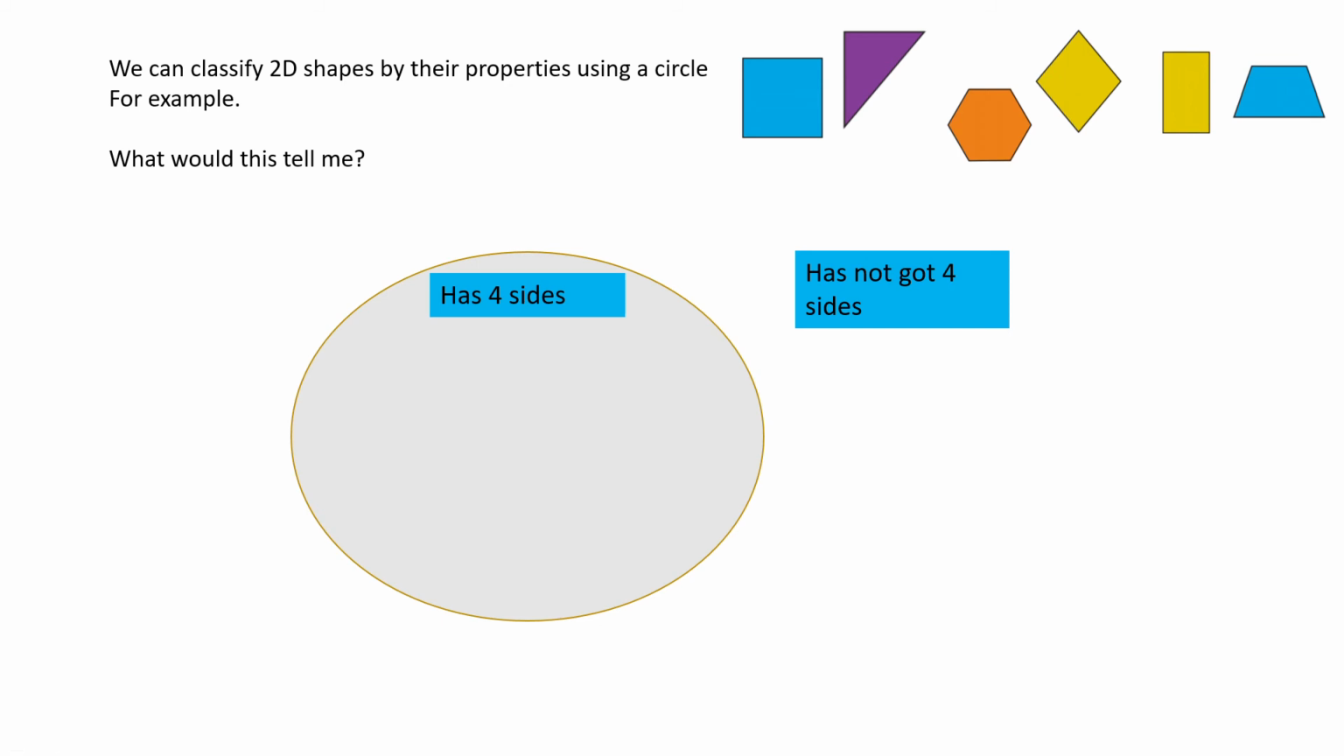Why do you think this might be useful? What do you think it might tell me? I think it would be useful because it would tell me which shapes are quadrilaterals. Most of the shapes here are quadrilaterals. Can you see which ones would go inside the circle, which have 4 sides, and which ones would not be inside the circle, would be here? Pause the video.